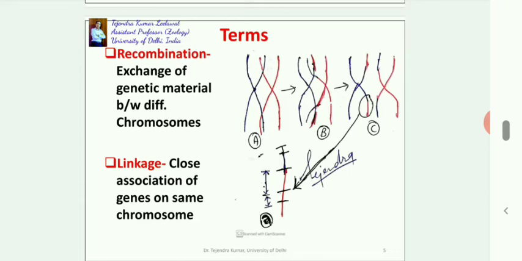The second one is linkage. Linkage is what? Linkage is just opposite to recombination. As I told you, recombination is shifting or exchanging of genes, whereas linkage opposes this exchanging. Actually, linkage is the closeness or close association of genes on the same chromosome.